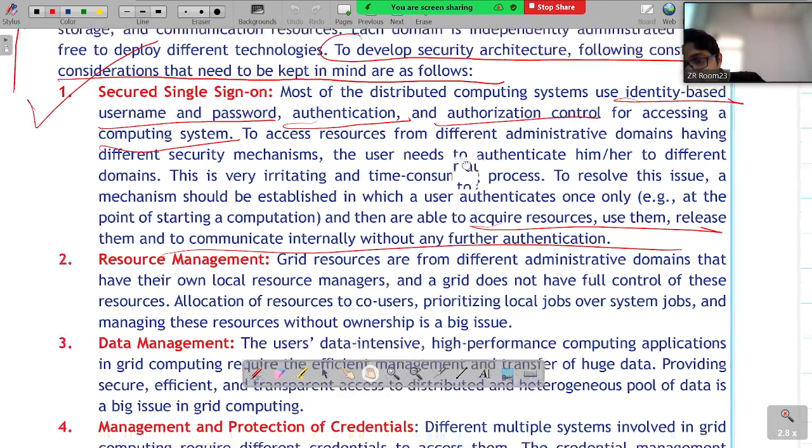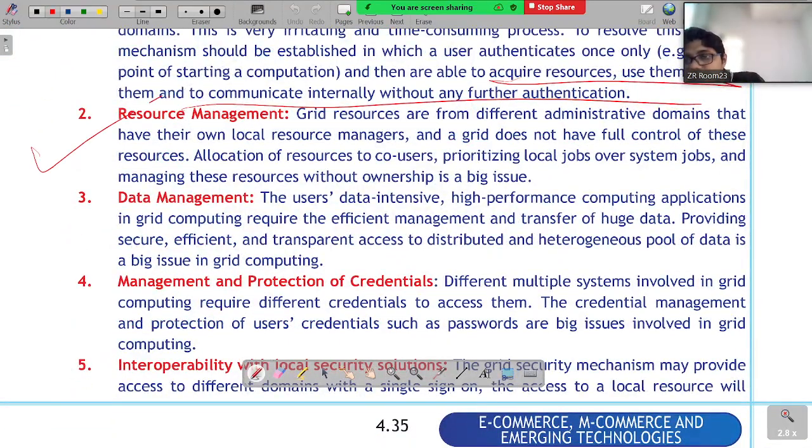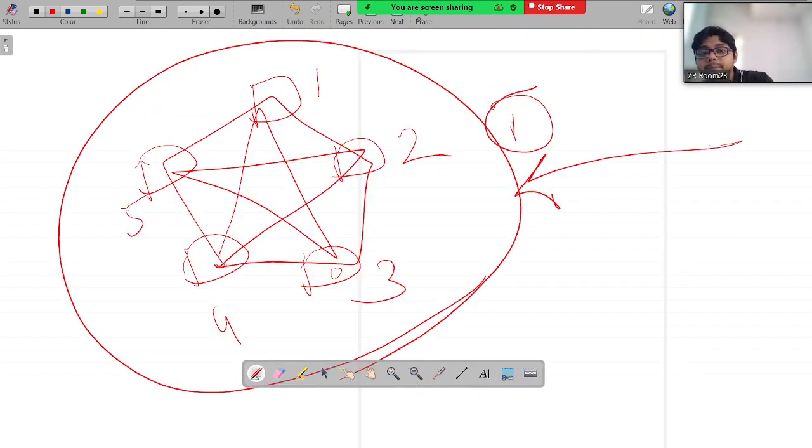Very important. Second point: resource management. Grid resources are from different domains that have their own local resource manager. A grid does not have full control of all these resources. Allocation of resources to co-users, prioritizing local jobs over system jobs, and managing these resources without ownership is a big issue. Now listen to what this means.